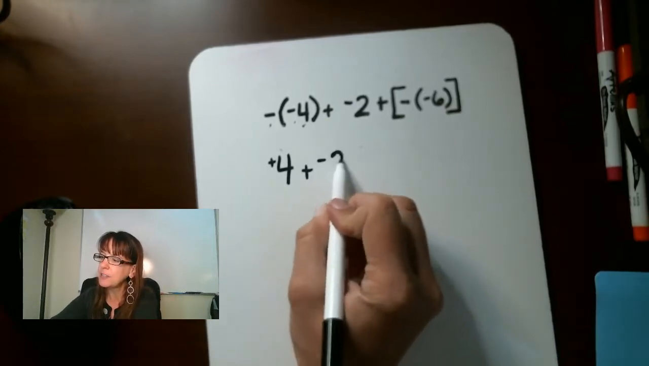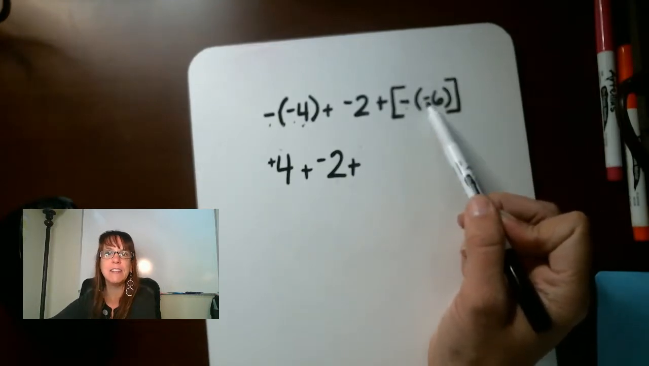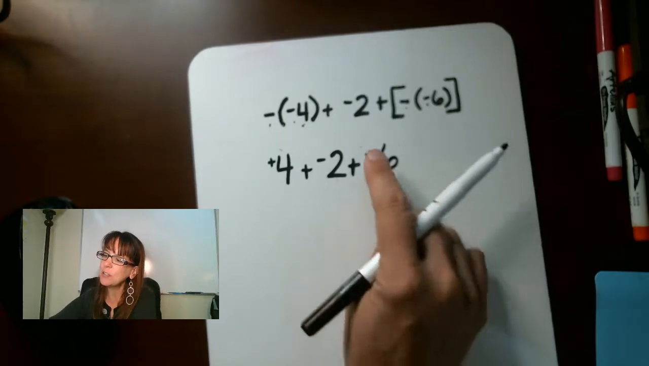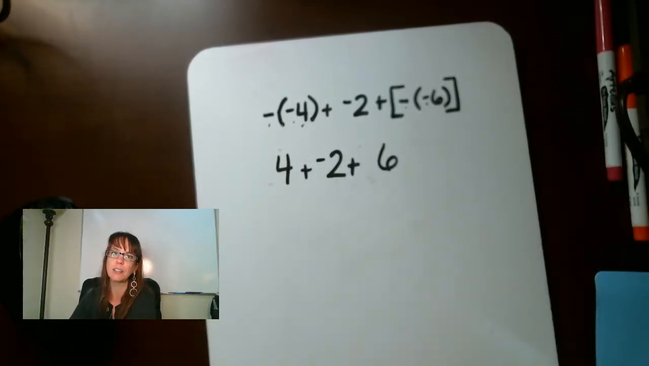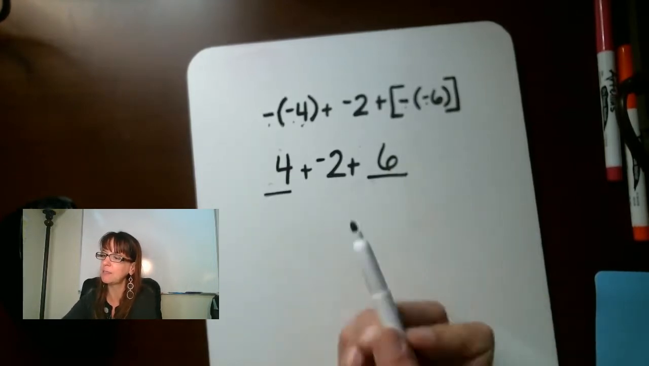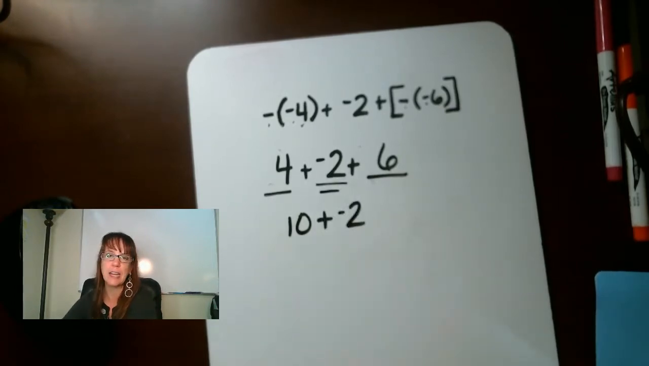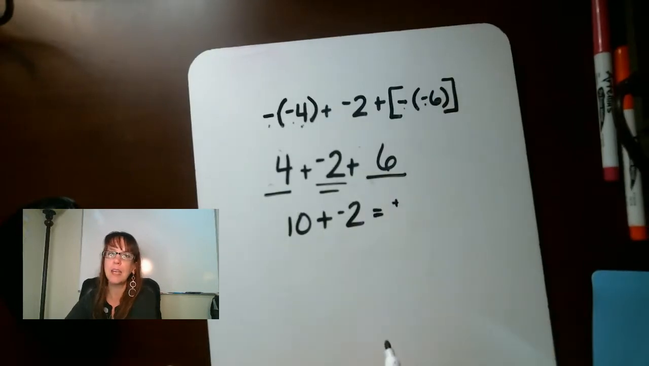Plus -2, and then I'm going to bring down this sign, plus, and then I have a negative again, that's going to be a positive. So plus +6. Now these little positive notations that I made in here aren't really necessary. I'm just showing you as we were going along, okay? We're going to gather up our teams now. Our positive team has a 4 and a 6, which gives us 10, plus our negative team, which has just the -2. Which team is larger? Looks like our positive team. And by how many? 8.